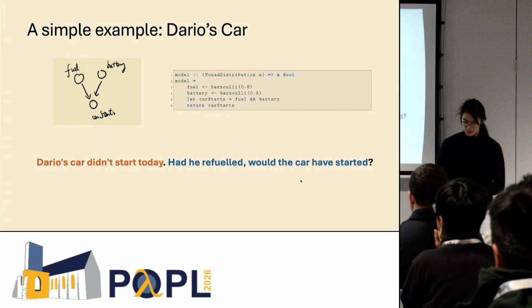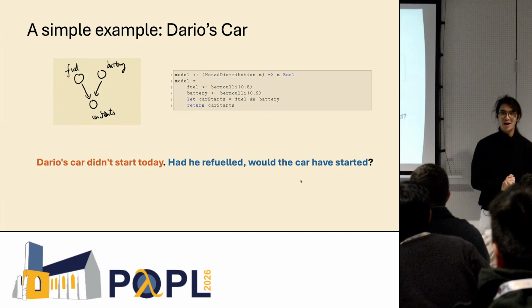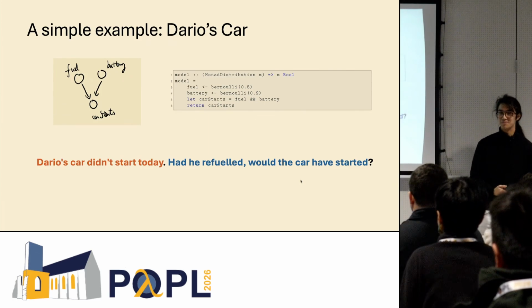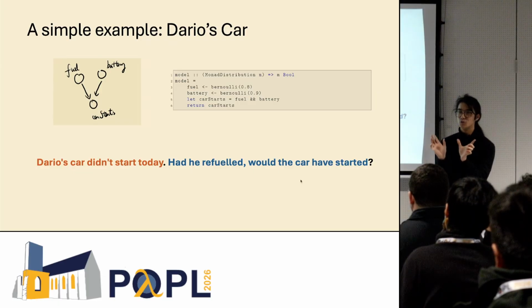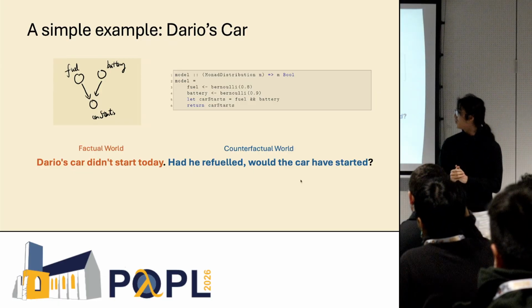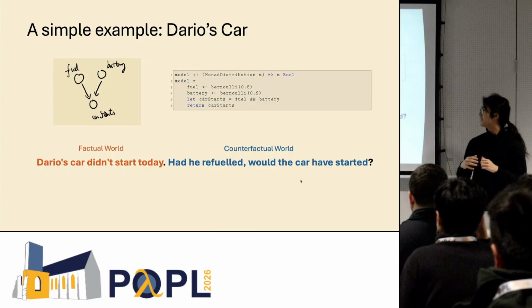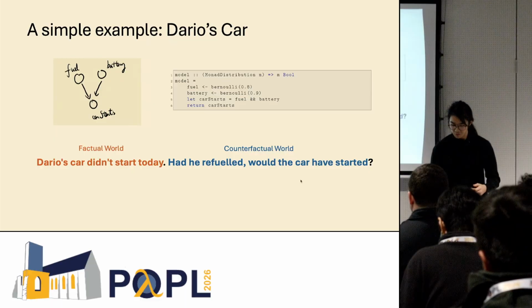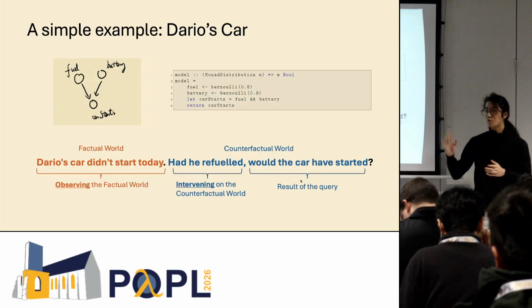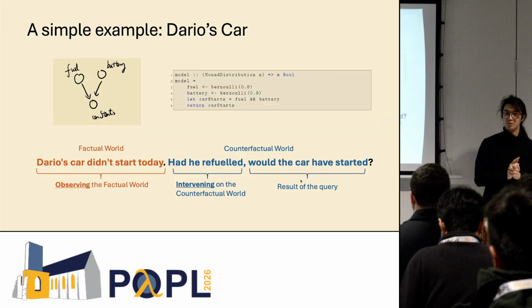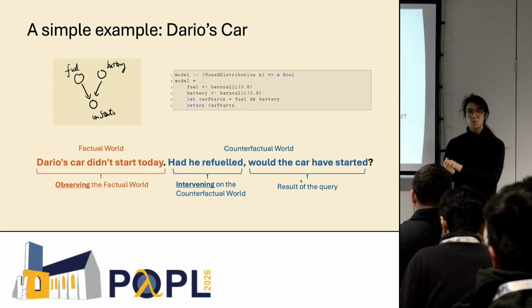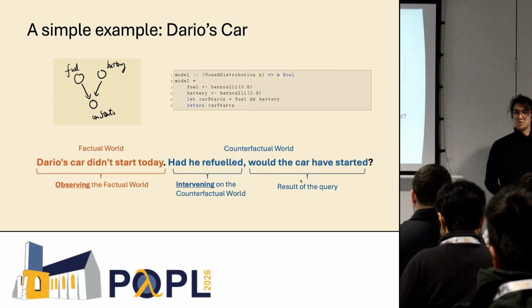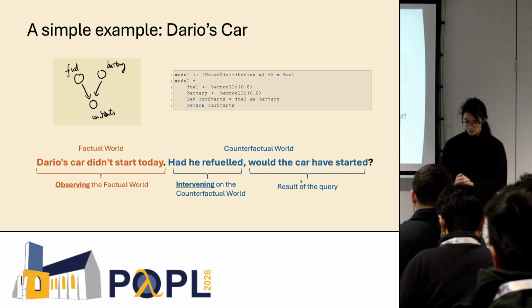And the first thing we want to notice here is that this query is not quite a probabilistic query. You can't directly solve it with probabilistic programming because, well, firstly, this doesn't even talk about just one model. It talks about somehow two copies of the same model. We have a factual one where Dario's car didn't start, in the real world, and a counterfactual one where we are asking if he had refueled, would the car have started? And in fact, what we're doing on the factual world is what's called observation. So it's conditioning, right, in probabilistic programming, just saying, OK, we condition on the fact that Dario's car didn't start. But what we're doing on the counterfactual world is not observation. It's what's called an intervention.